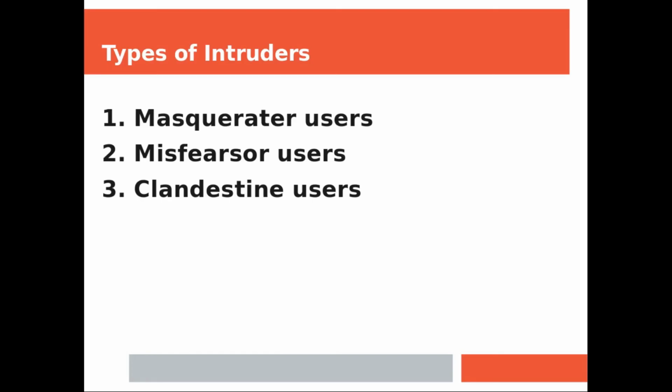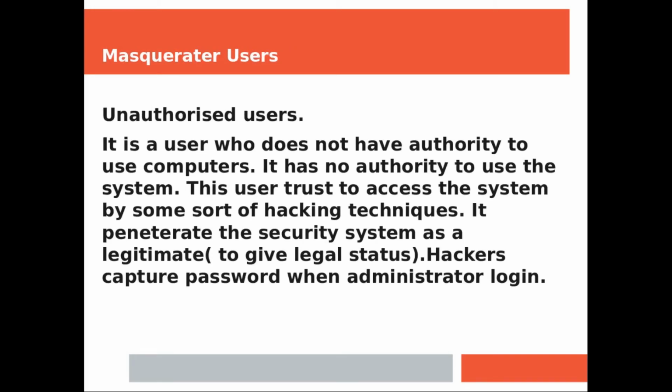So, types of intruders. Intruders are those who try to intrude into a situation in which you are not wanted, into the privacy of the network. Now, the types of intruders are masquerader users, misfeasor users and clandestine users. First of all, we see masquerader users, the unauthorized user.